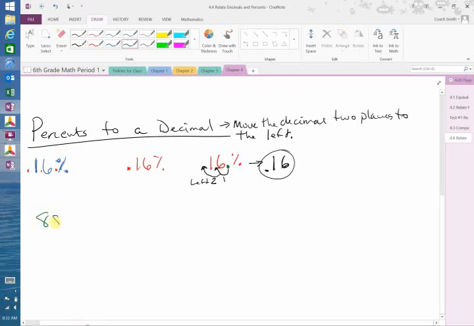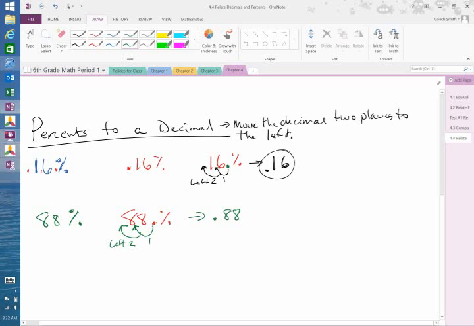So let's say I had 88%. Well, the decimal in 88% is right there. So I move it once, twice to the left, which gives me 0.88. Now, if you leave the percent sign on it, it will be wrong. When you're changing a percent to a decimal, you must move the decimal 2 places to the left and remove the percent sign.